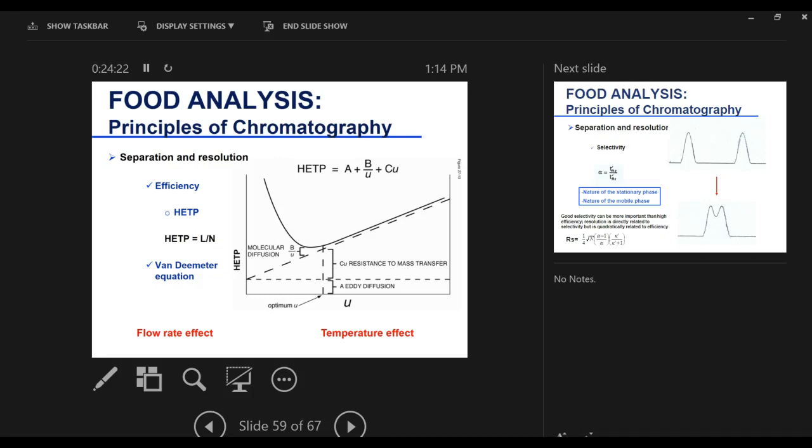So here the efficiency factor, in this case the height equivalent of theoretical plate, is related to these three factors. Okay, so the first one, A, is Eddy diffusion. Okay, you can write that down. B is longitudinal diffusion, and C is mass transfer. And I'm going to talk about each one of them separately. So I'll start with Eddy diffusion.